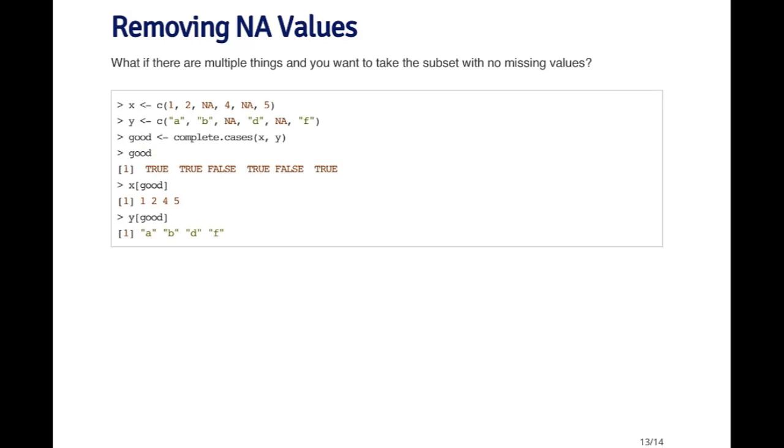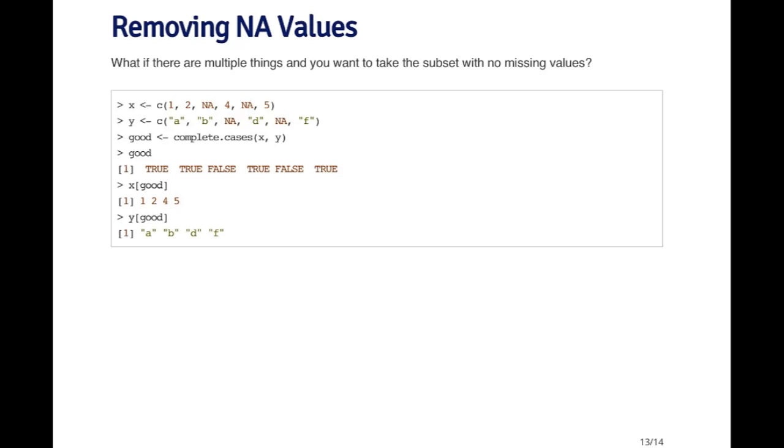So what if there are multiple vectors or multiple objects, and each one has missing values in slightly different places, and you want to take the subset of all the objects that have no missing values, right? So here I created a vector called x, which is 1, 2, 4, and 5, and missing values scattered about, and then y is a character vector with also some missing values in it.